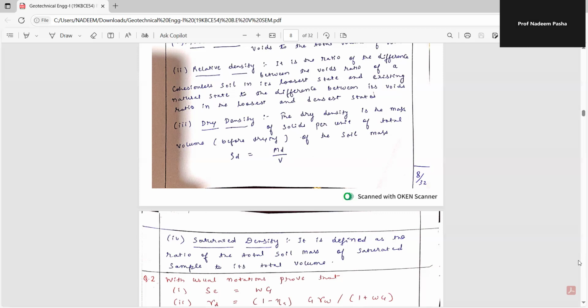Next is dry density. How will you define dry density? The dry density is the mass of solids per unit of total volume of the soil mass. Dry density rho d is nothing but Md by V, mass of soil solids before drying. Last is saturated density. It is defined as the ratio of total soil mass of saturated sample to its total volume. So how are we defining saturated density? It is defined as the ratio of total soil mass of saturated sample to its total volume.